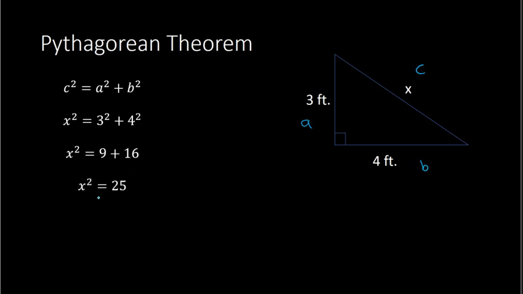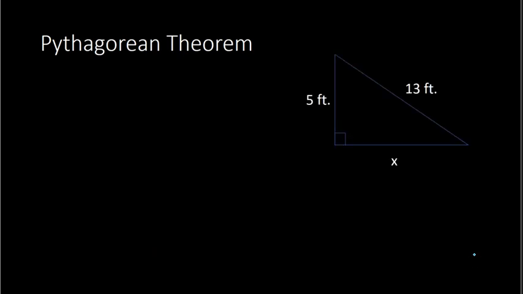And to solve this, we just need to get rid of the square that is with the x. And to do that, we can do the inverse of squaring, which is square root. So I take the square root of both sides, that will cancel out, and I'm left with x equals the square root of 25, which would equal 5. And it's 5 because 5 squared is 25.